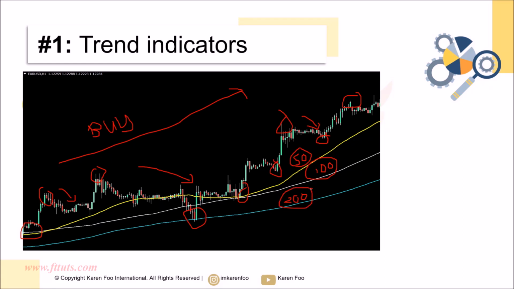So in the bullish trend you see the 50 being above the 100, and the 100 being above the 200. This would tell you that the bullish trend is going on and it is overall pretty strong. Just understand this for now. I'm going to go into detail in the next few lessons.